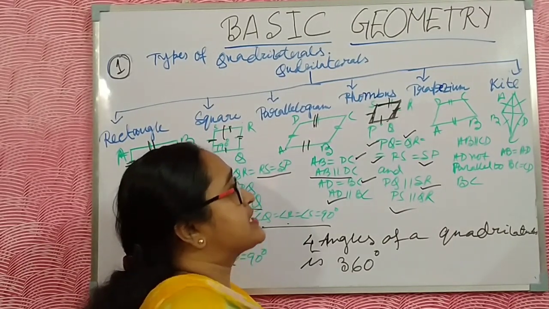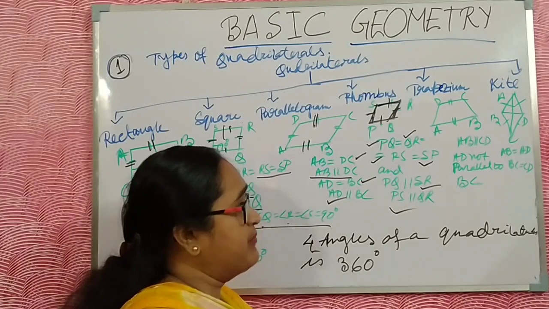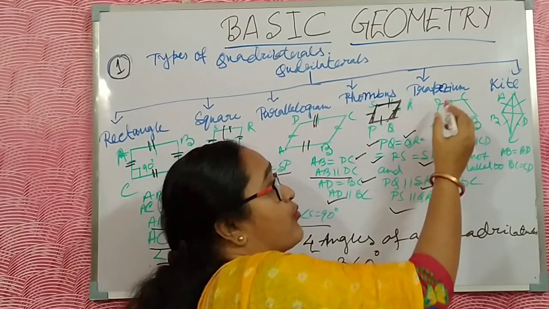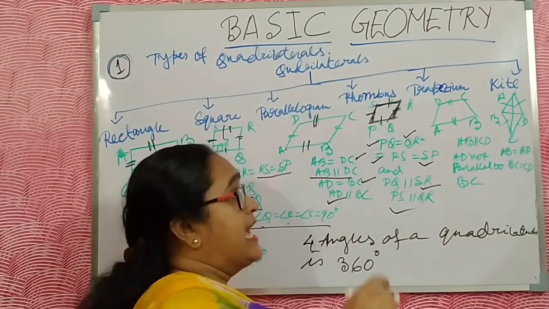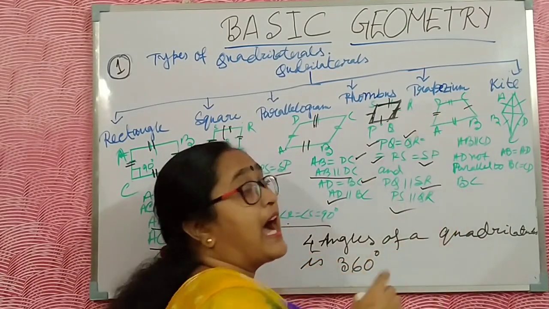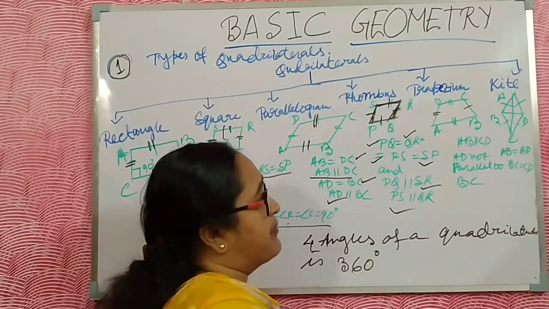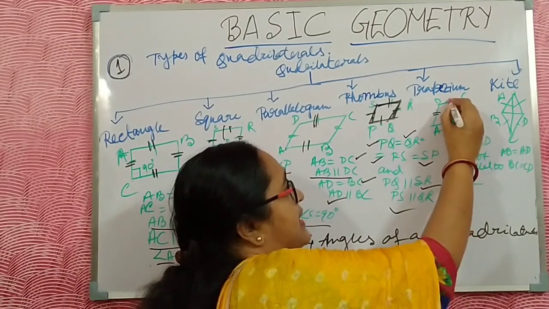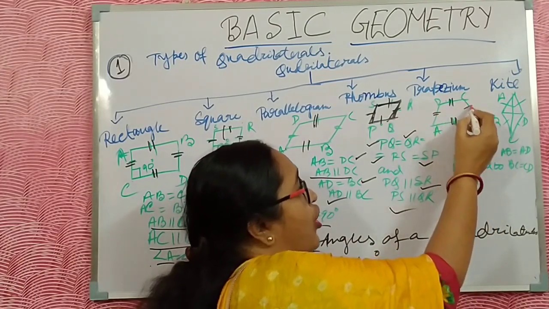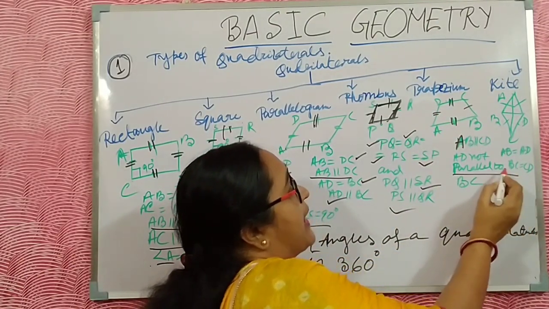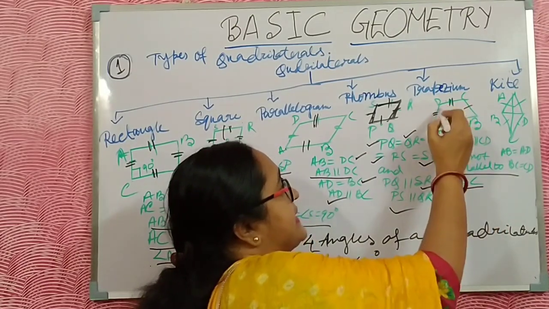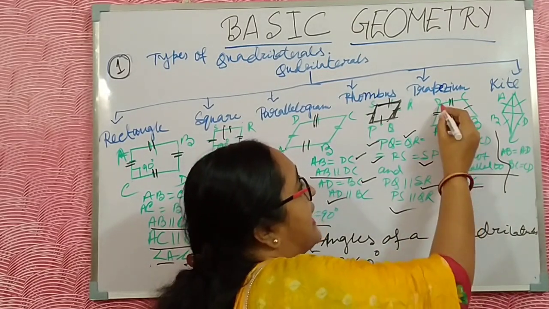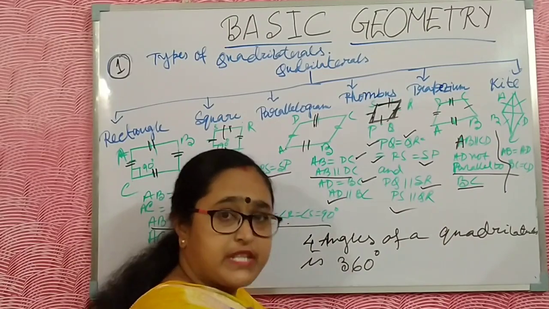Now I am discussing the trapezium. A trapezium is a quadrilateral where one pair of opposite sides is parallel and the other pair is not. This is the trapezium. Here I write AB parallel to CD, and AD not parallel to BC.